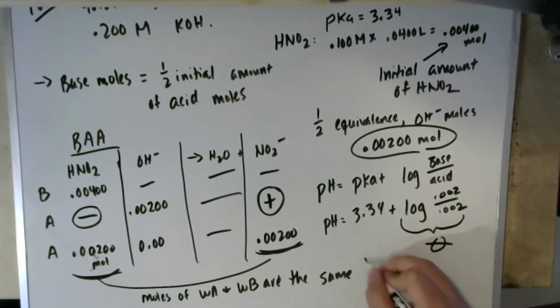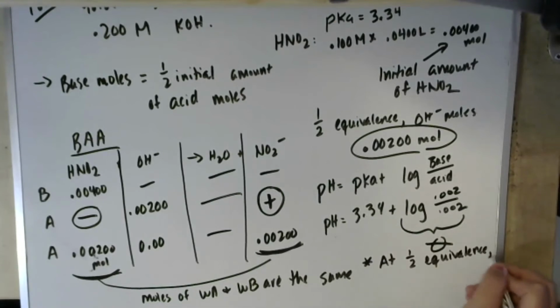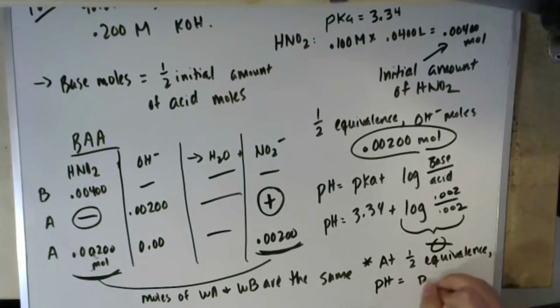Okay, so let's take a minute and write that down. At half equivalence, your pH will equal your pKa in a weak acid strong base titration or in a weak base strong acid titration. And that's because you're going to have exactly equal amounts of your weak acid and its conjugate base here.